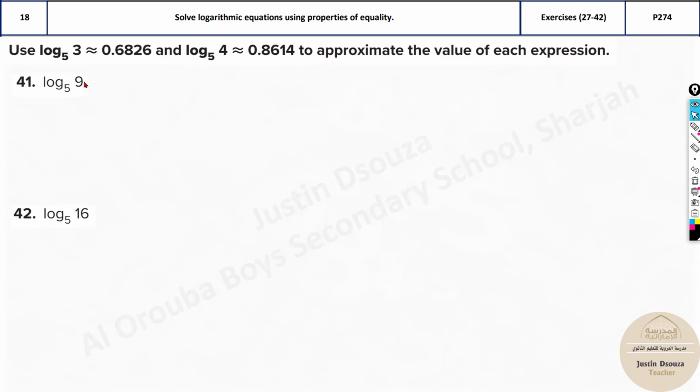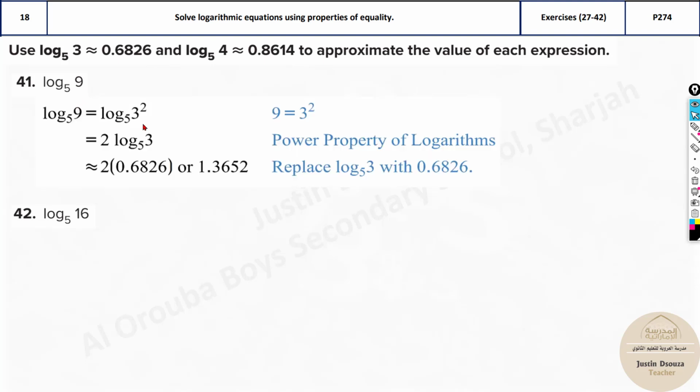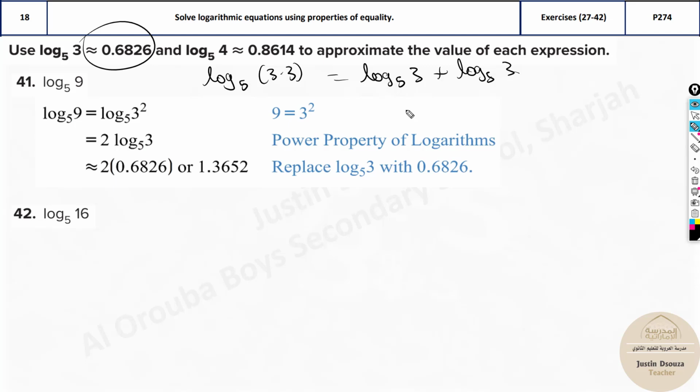You can write it in terms of 3 and 3, or 3 squared. It's the same thing. Now, these can be done in different methods. Now this is by square and everything. Otherwise, you know the factor, log base 5 can be written as 3 into 3. This will be log base 5 3 plus log base 5 3. So you should just add this 2 times or multiply this 2 times. It's the same thing, right? 0.6826 plus 0.6826. The answer is this one.